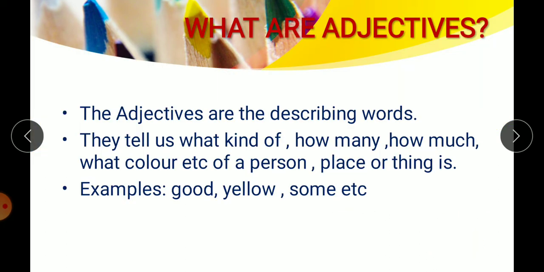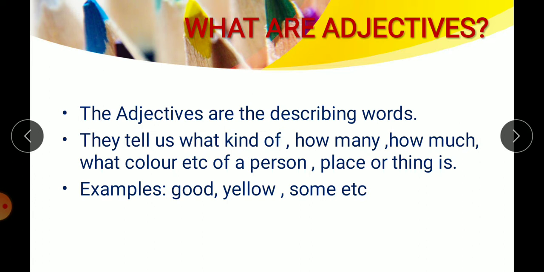Now, in our previous class, we already covered what adjectives are. And children, what we learned was that adjectives are the describing words. So, what are they describing? They are describing the noun or the pronoun. They tell us what kind of, how many, how much, what color, etc. of a person, place or thing is. Examples: good, yellow, some, etc. So what we covered was that adjectives are the words that describe a noun or a pronoun.